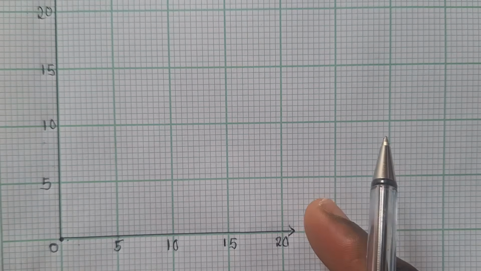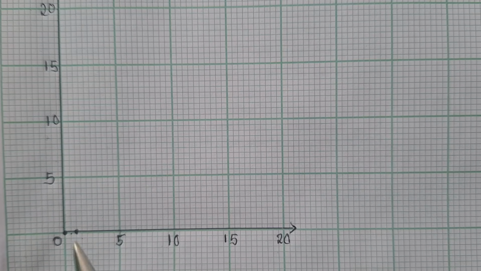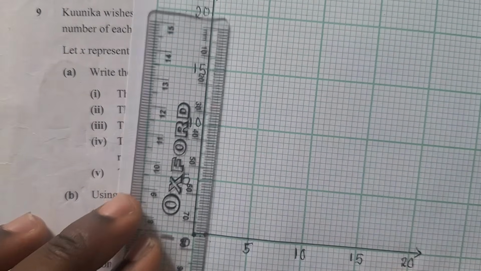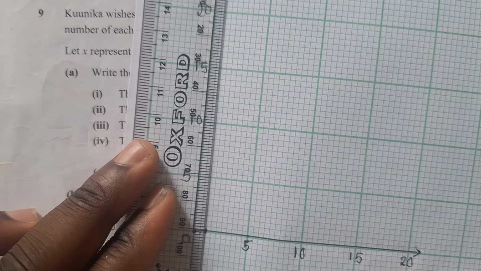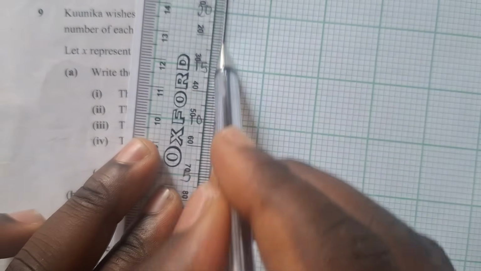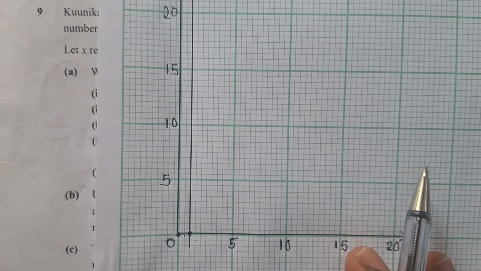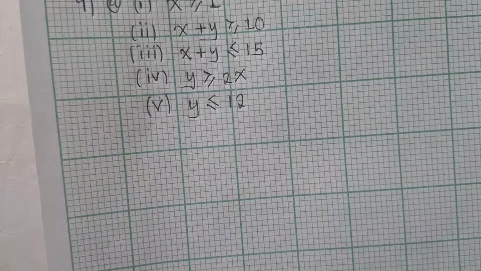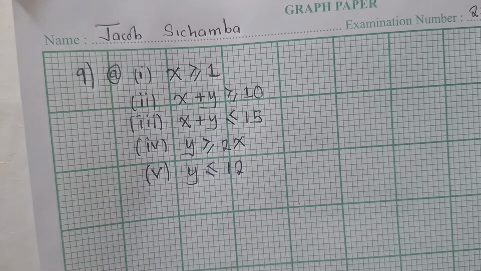Okay? So I know that this is 0.5, 1 is here. This is where the line is passing. So it will be like this. I do this. Okay? And then I do my line like that. So this line is x is equal to 1. But the inequality that we have here says that x is greater or equal to 1.